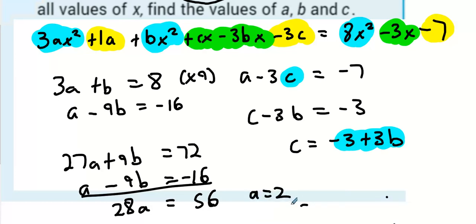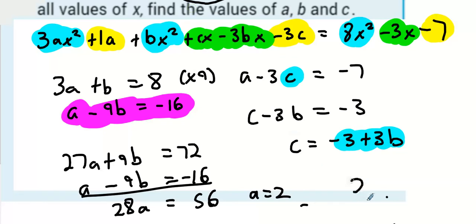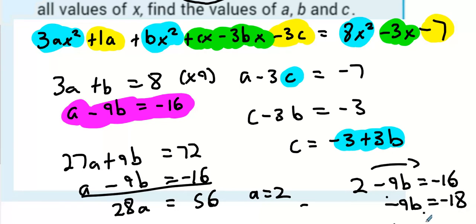Once you know that a equals 2, you can then go for this pink equation and substitute it in to find out what b is. So that'll be 2 take away 9b equals minus 16. Bring the 2 over to the other side. Minus 18. This means b also equals 2.